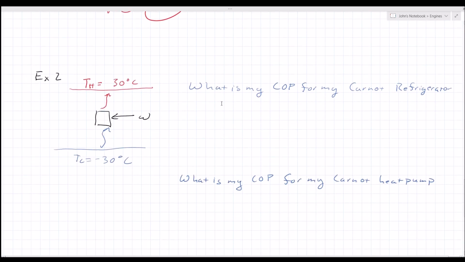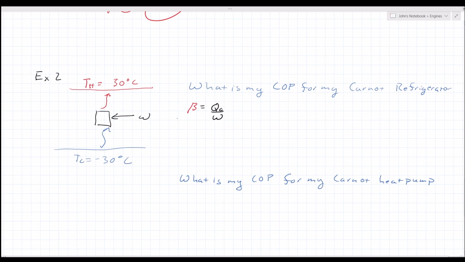Okay, next question. I have this refrigerator. I am pumping in work. I have a cold area that's negative 30 degrees Celsius and a hot that's 30 degrees Celsius. I want to find my coefficient of performance for my Carnot refrigerator and my coefficient of performance for my Carnot heat pump. So for the refrigerator, if you recall, it equals the heat removed versus the work I put in.